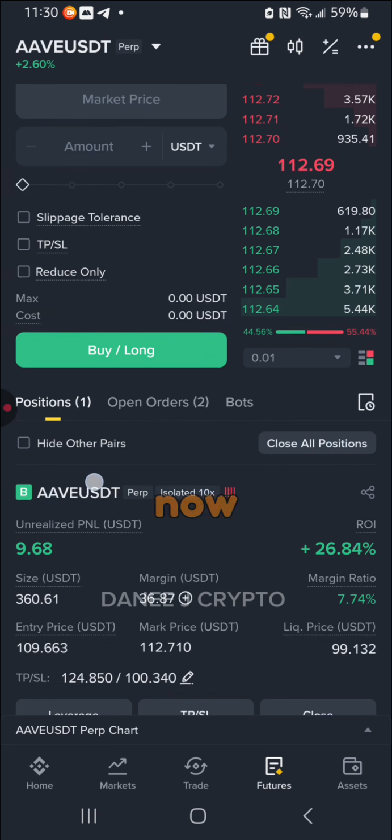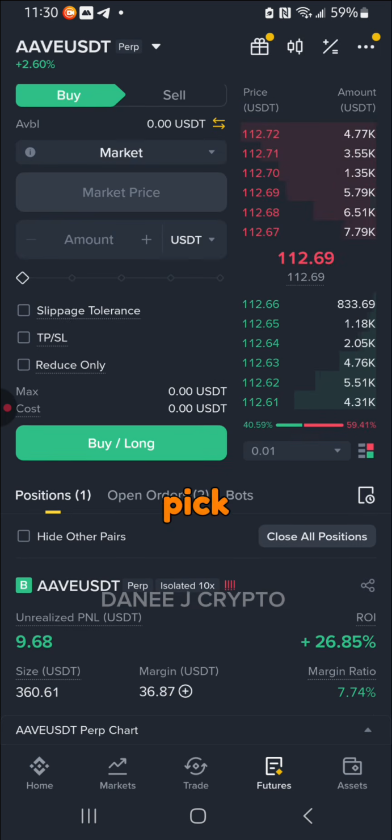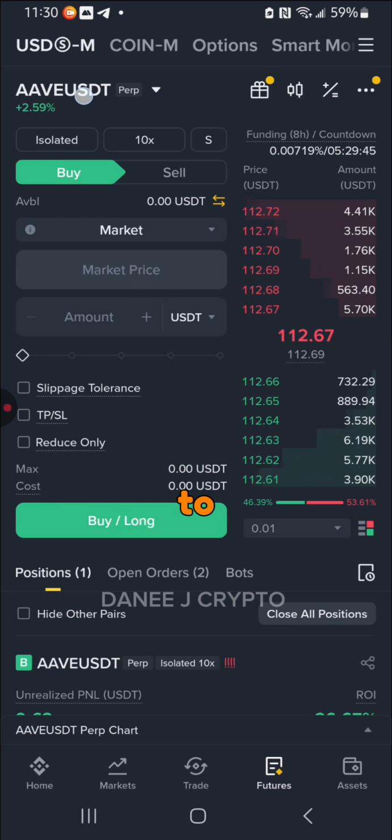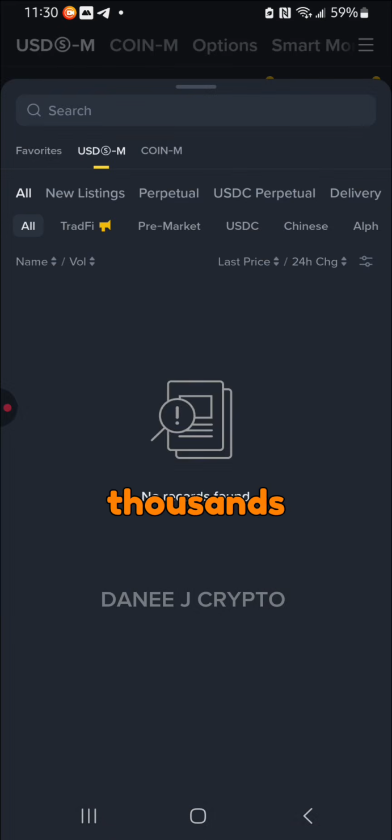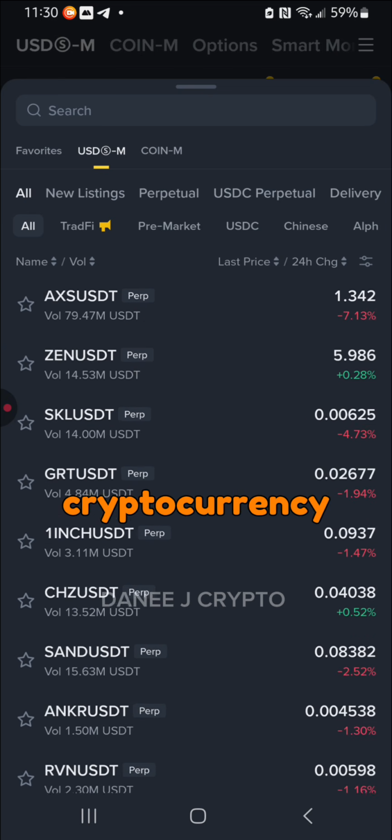So after putting that disclaimer out of the way, let me show you how to do this. The reason for entering this trade is pretty simple. All you're going to be doing is to pick a particular crypto to trade. There are literally hundreds, if not thousands, of cryptocurrencies. Any cryptocurrency you could ever think of on Binance, you can use it to do this. Either BTC, Ethereum, Dogecoin, pretty much any cryptocurrency at all.